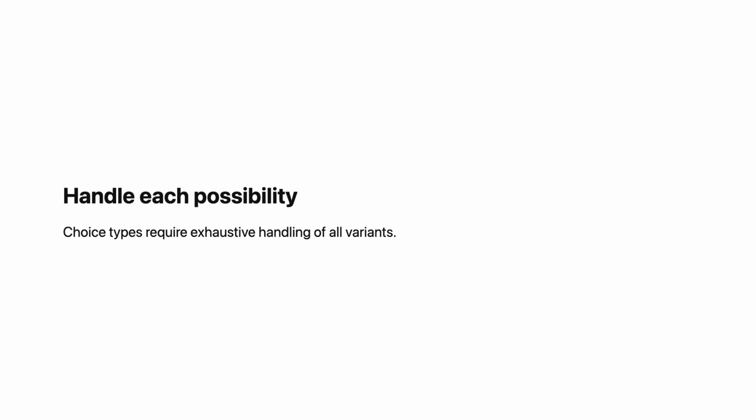The compiler can ensure you handle all cases. If you forget one, it warns you. This makes choice types safe. This exhaustive handling is a feature. It forces you to think about all possibilities. When you add a new variant, the compiler tells you everywhere that needs updating.